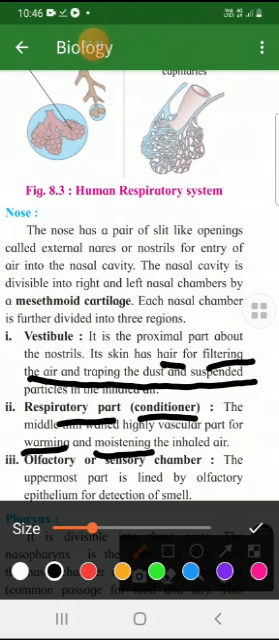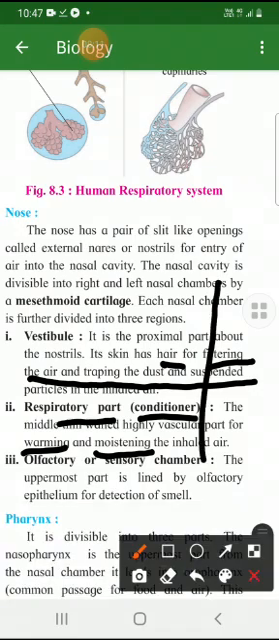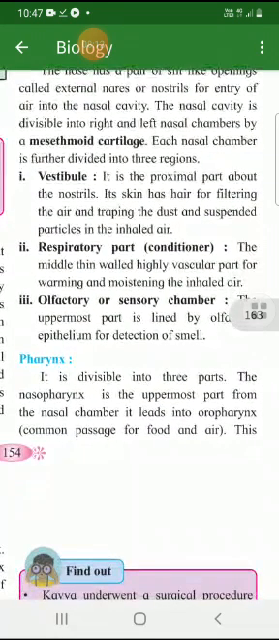So remember, your nasal chamber is divided into the vestibule with hair that brings in the trapping of dust and unnecessary things. Then number 2, the conditioner respiratory part, the inner part which is highly vascular, मतलब बहुत सारी capillaries हैं, वो क्या करती है, warmth provide करती है and moisten करती है inhaled air को. And the third part is the olfactory or the sensory chamber, responsible for collecting the smell, sensing the smell around the place where we are, right?